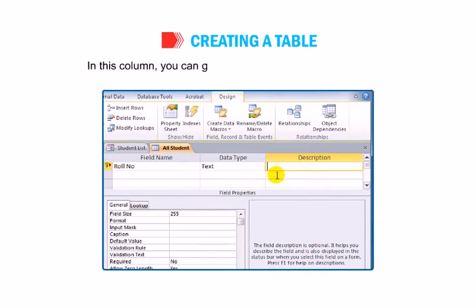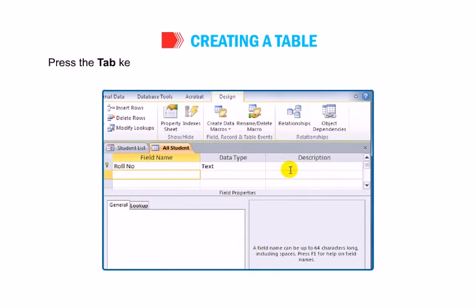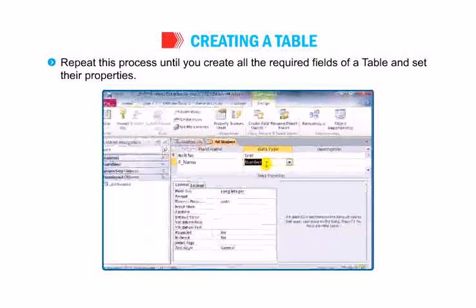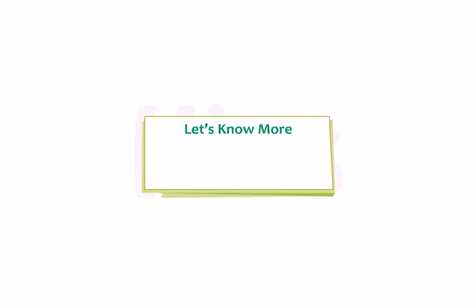In this column, you can give any comments related to the field. This is an optional step. Press the Tab key again and the cursor will move to the Field Name column in the next row. Repeat this process until you create all the required fields of a table and set their properties. Let us take a quick view. Press Ctrl+W to save the changes and close the table. Students note that a field name can have up to 64 characters including space.